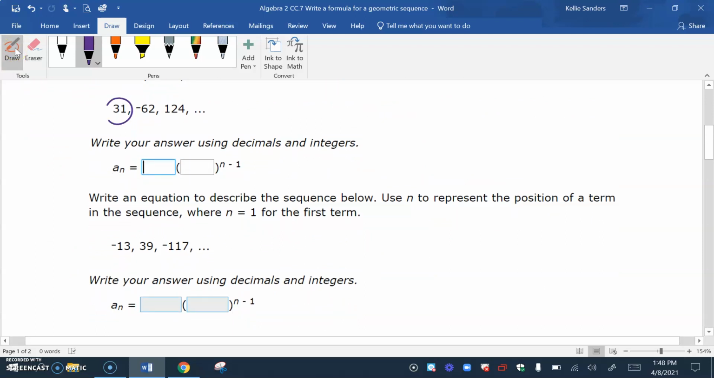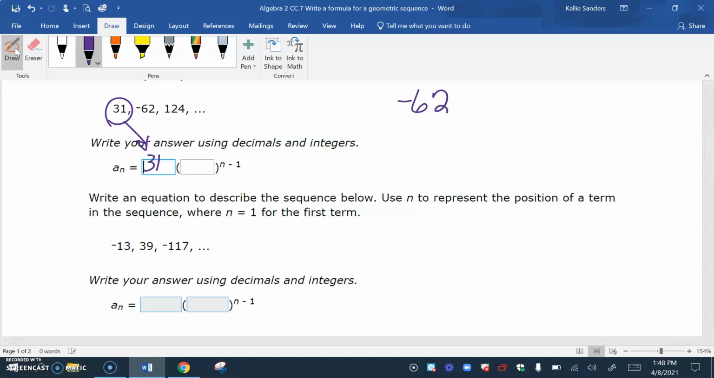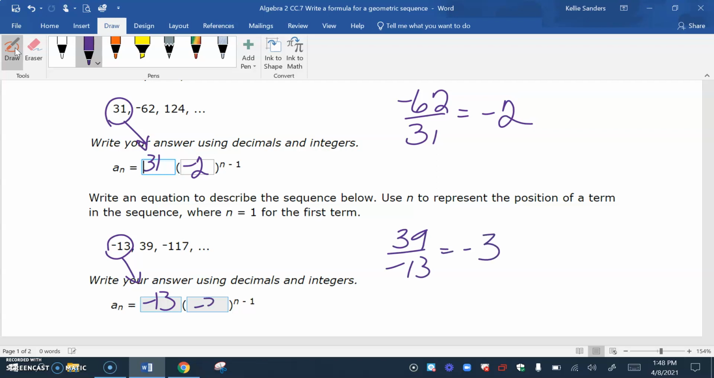So this one is going to be 31, and then negative 62 over 31 is negative 2. So negative 2 goes in there. Basically, you're multiplying 31 by negative 2. You're multiplying negative 62 by negative 2 to be able to get the next answer and the next answer and the next answer. So this one is going to be negative 13, and this is going to be 39 over negative 13, which is negative 3, so negative 3. So what that's saying is every term is being multiplied by negative 3 to get to the next term.